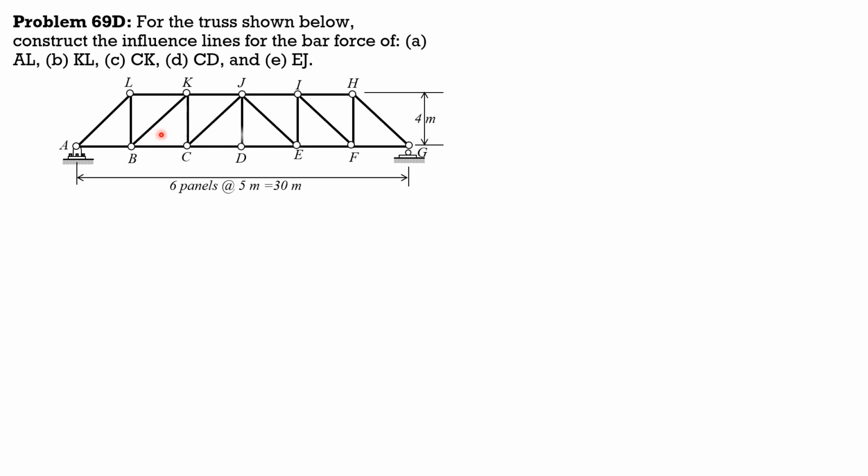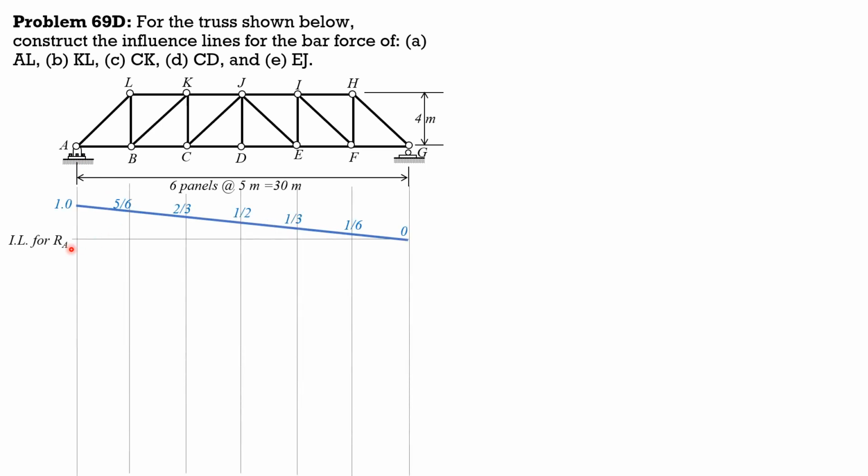For the truss shown below, construct the influence lines for the bar forces of AL, KL, CK, CD, and EJ. So we have here the truss. Then for AL, let's draw the free body diagram. And this is the influence line for the reaction at A.